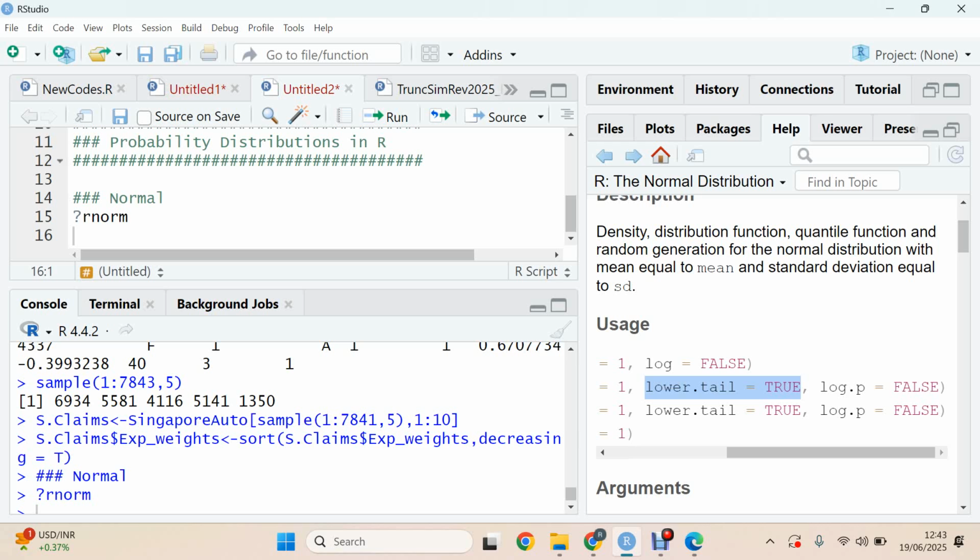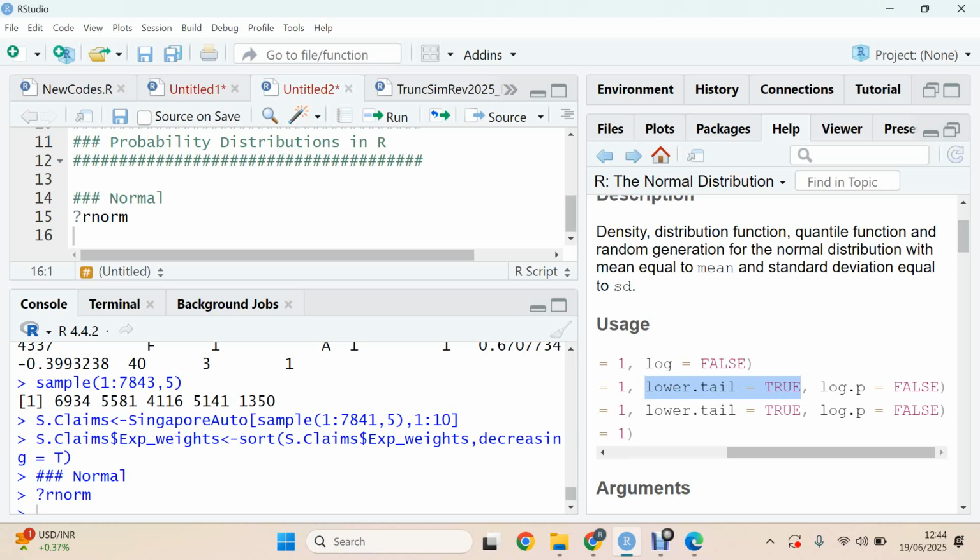Let's assume I have this. This is the lower tail. This is the upper tail, right? If lower.tail is true, it means I'm reading from this part. If I'm reading here and lower.tail is true, then I'm reading the area over here. You remember your normal tables and all those things. If lower.tail is false, then I'm reading the area over here. That is a survival function.